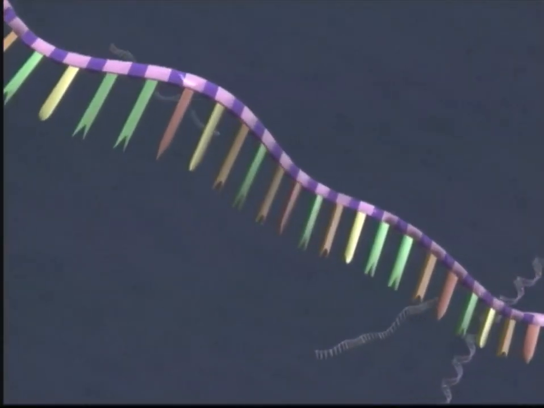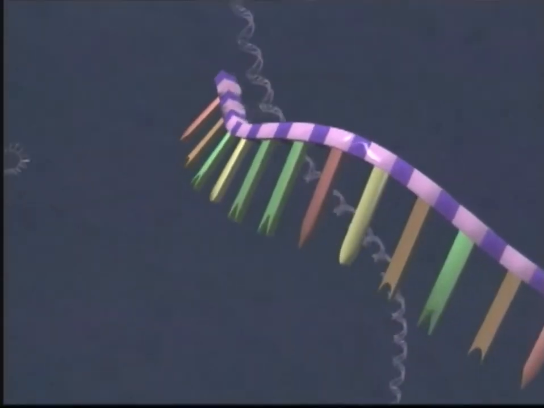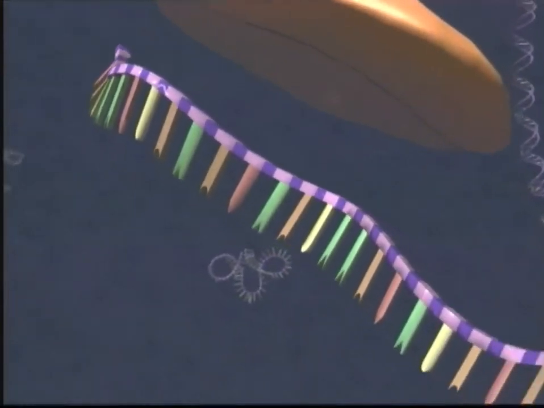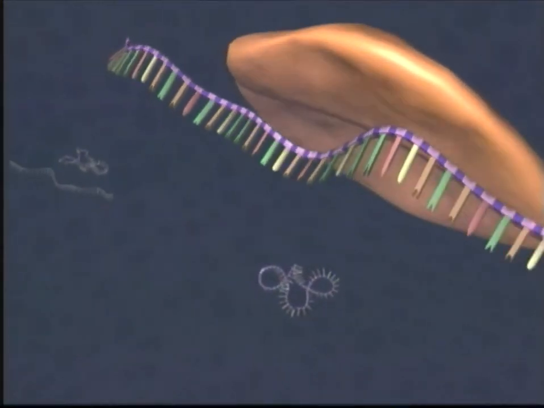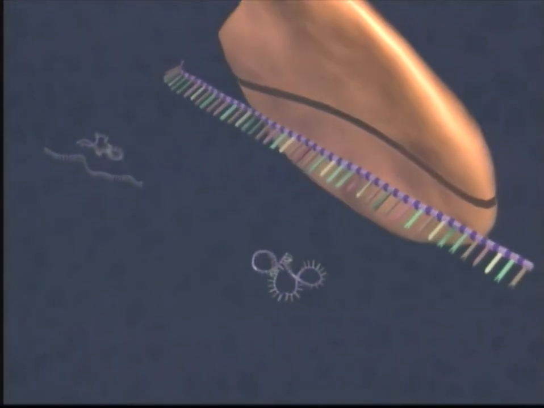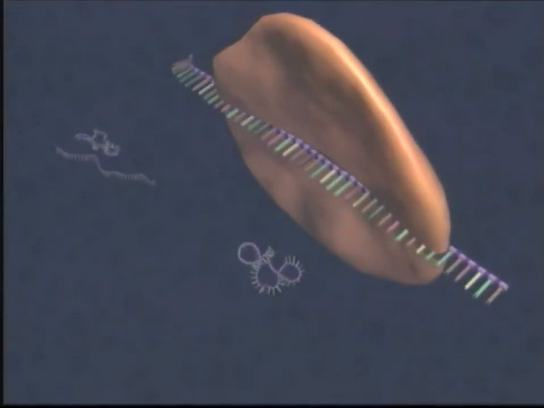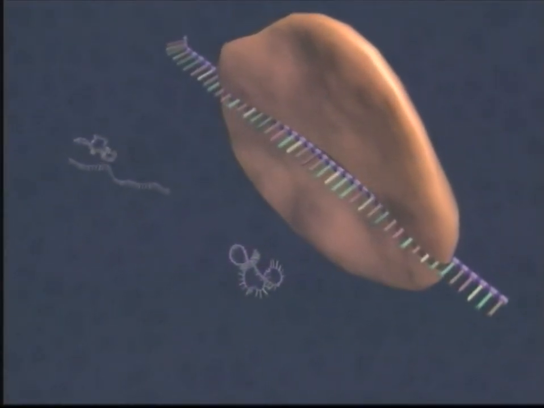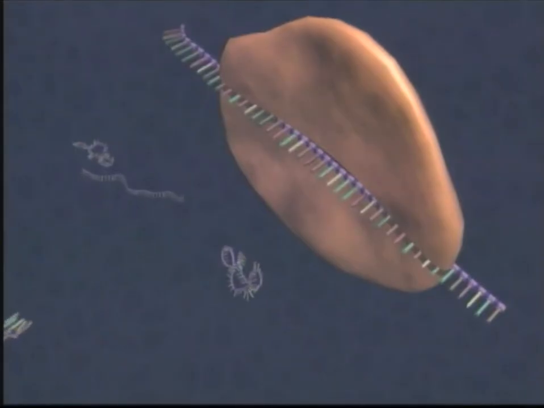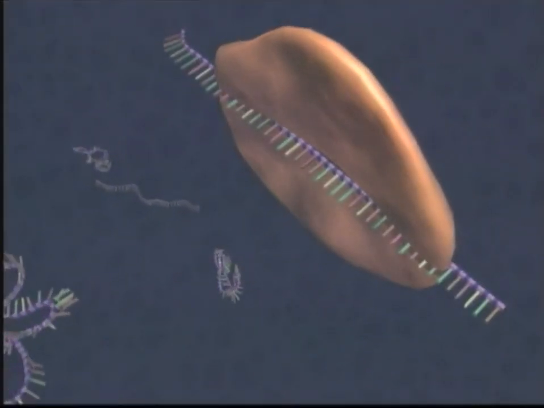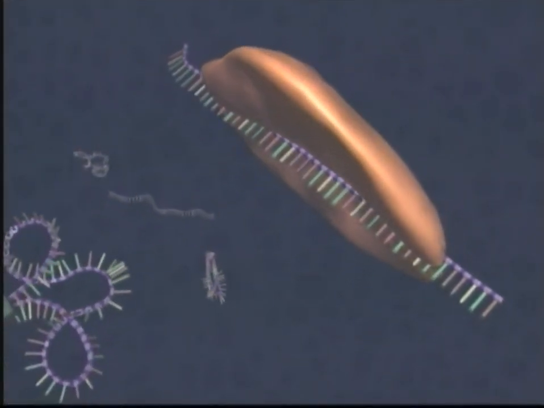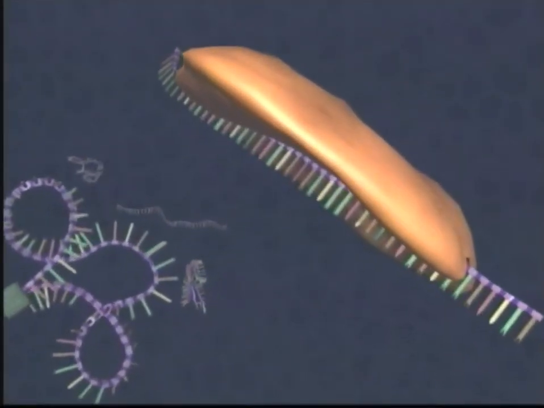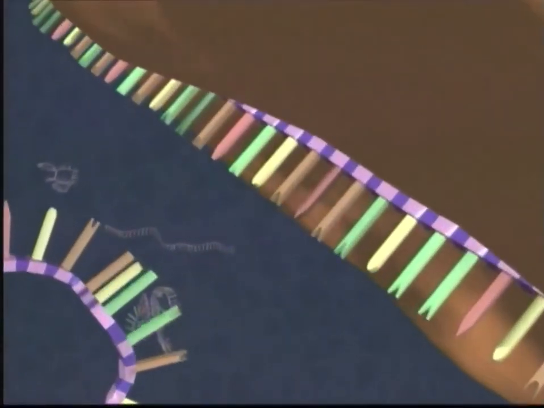Translation begins with the binding of a messenger RNA to a small subunit of a ribosome, the cell's workbench for protein assembly. When properly positioned, the messenger RNA triggers the approach of a tRNA, which carries the first amino acid. The tRNA attaches only if its 3 nucleotides exactly match the first 3 coding nucleotides of the mRNA strand.